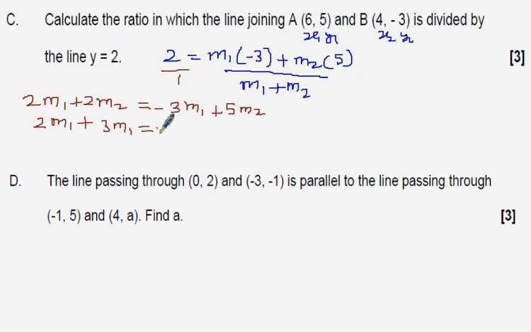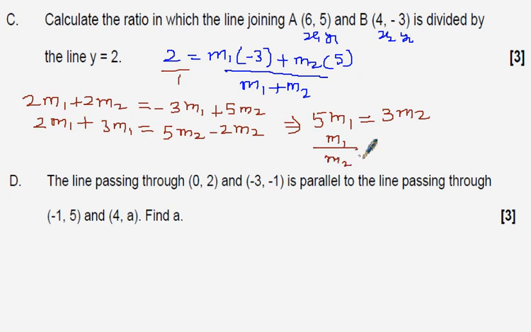I am just increasing the steps. 5m2 minus 2m2. So you get 5m1 is 3m2. Please make habit of writing m1 upon m2 first, which will be 3 upon 5. But your answer should be in ratio form. Many students, they lose their marks. Even the scholars lose their marks because they are asking calculate the ratio. So you should get answer in ratio. Here you will get 0 mark.